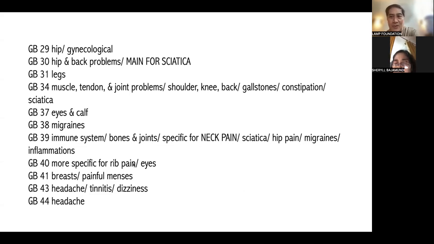All you have to do is look for the para siyang dimple. So dapat naka-expose yung hip ng pasyente, no? So for hip and back problems, and this is the main point for sciatica, GB30. Ako naman, for those patients who are nahihiya, I needle gallbladder 30 on the ear.